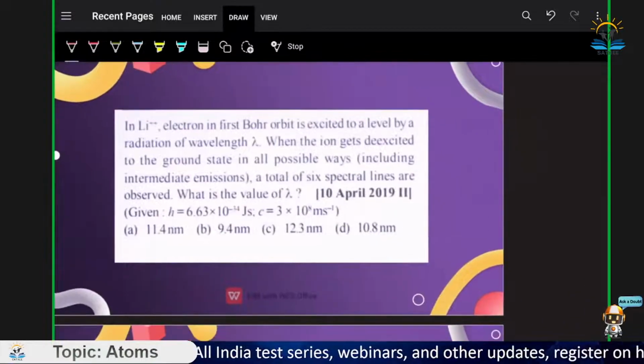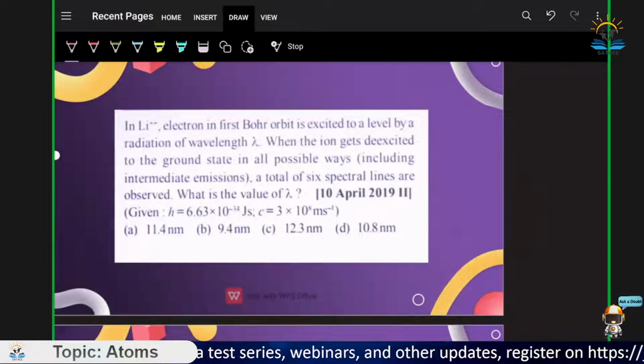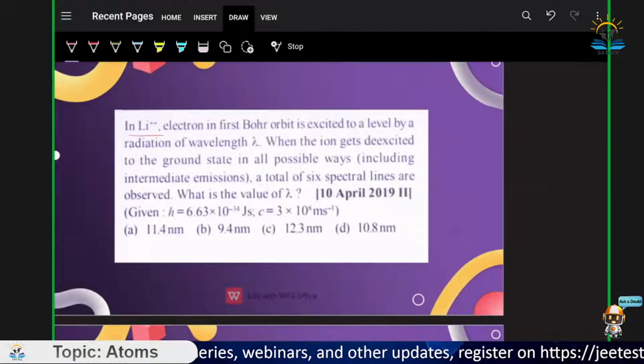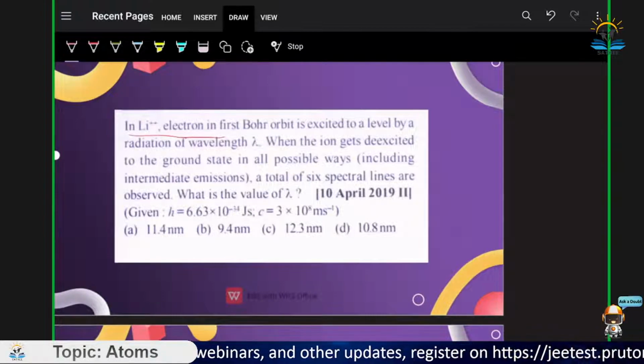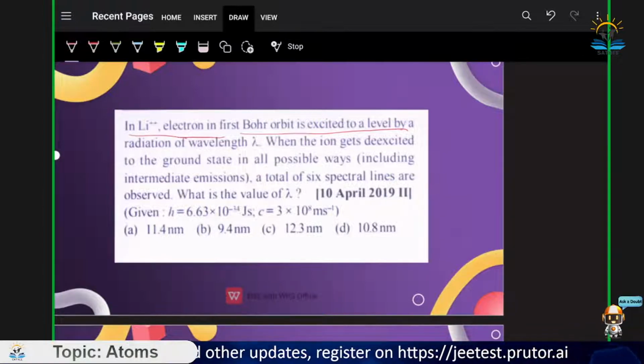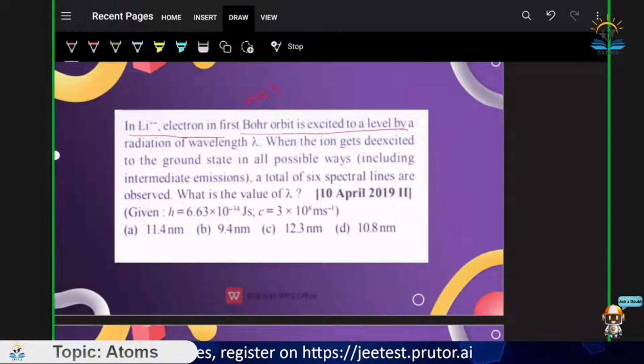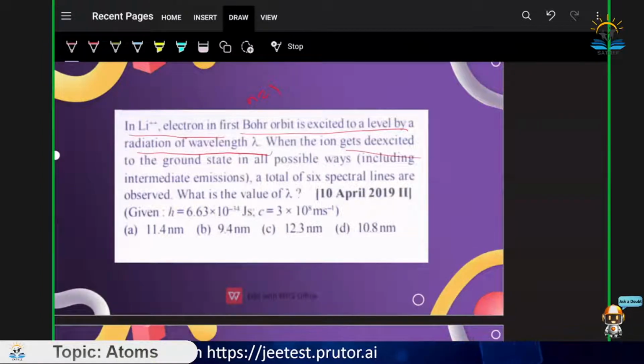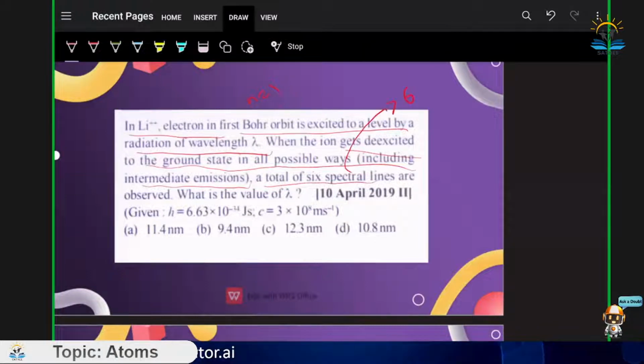This is our next question. In Li2+, an electron in the first Bohr orbit is excited to a level by a radiation of wavelength lambda. When the ion gets de-excited to the ground state in all possible ways, including intermediate emissions, a total of 6 spectral lines are obtained. What is the value of lambda?